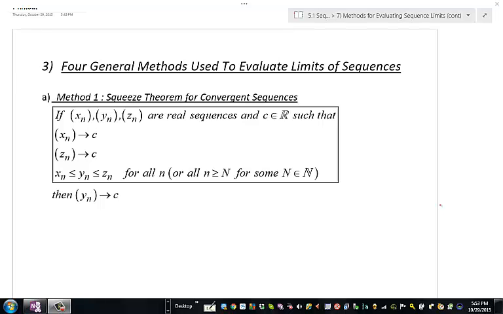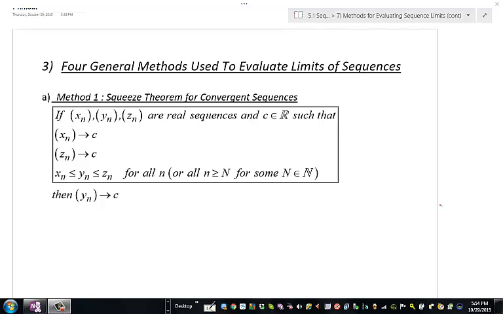So in the last video, we presented some rules for being able to evaluate sequences that commonly occur. And now we want to present 4 general methods that we can use when we encounter sequences that don't fit into one of these nice forms. And the first is a rule that you're already pretty familiar with. It's basically using the squeeze theorem.